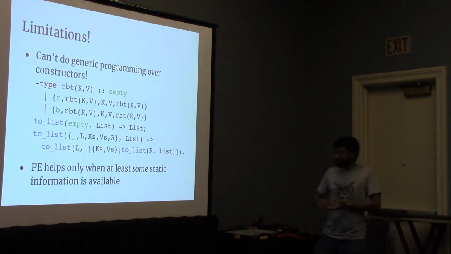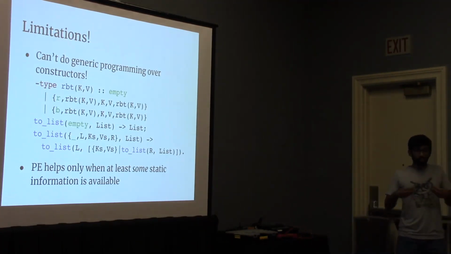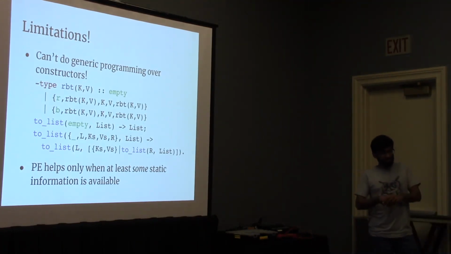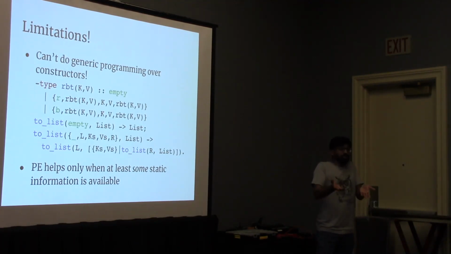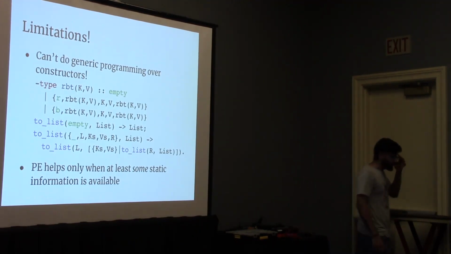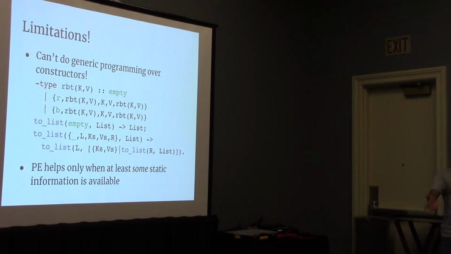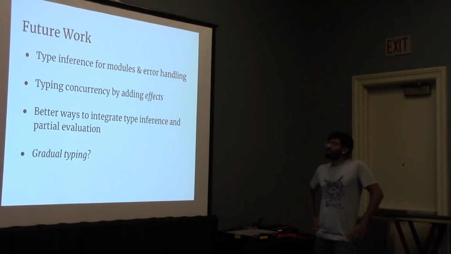Another limitation is, of course, that partial evaluation is nice, but it only helps when you have some static information. So for example, in your element example, if both your elements were dynamically computed, if you don't know the integer or the tuple, partial evaluation will do nothing, which means element is going to remain in the residual code, and this type checker is going to reject it. Okay, so future work.